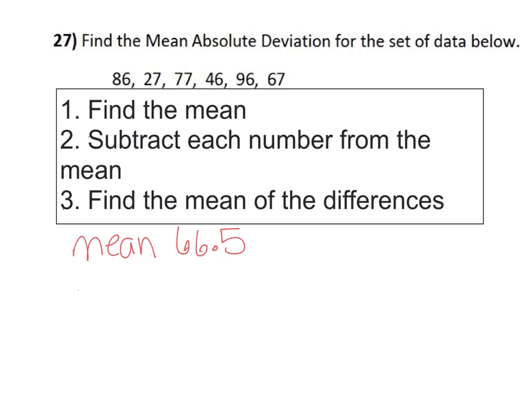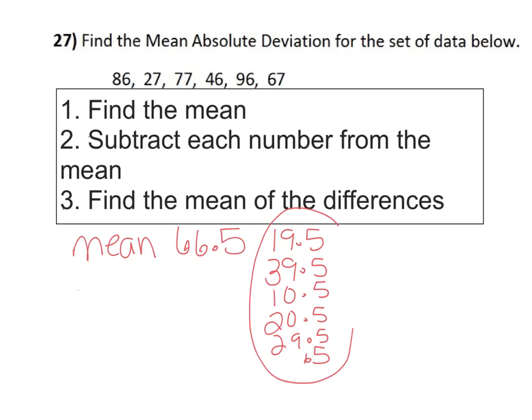66.5. Then you would subtract each point from the mean. So the first point would be 19.5, the second one would be 39.5, next one would be 10.5, 20.5, 29.5, and then the last one is just 0.5. So once you've found all of that, then you find the mean of this data. And again, you add it all together and divide by 6 because there are 6 of them. And so your mean absolute deviation is 20.